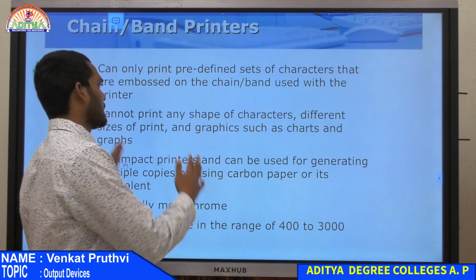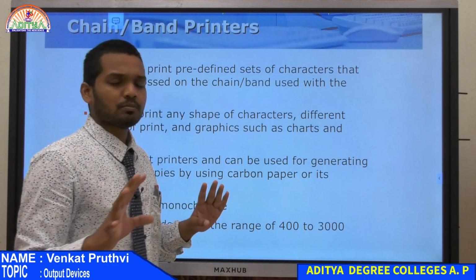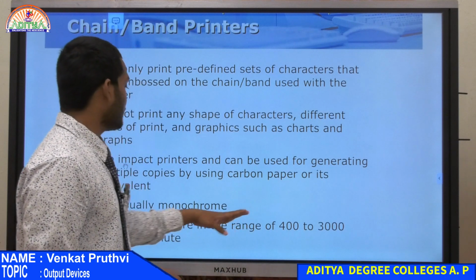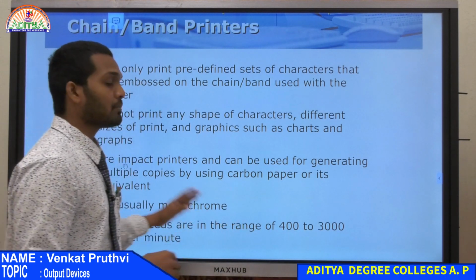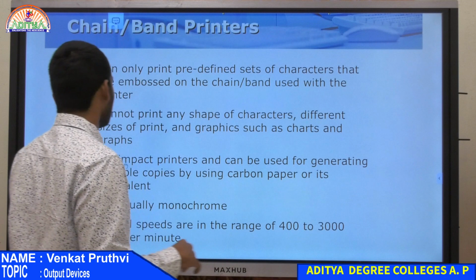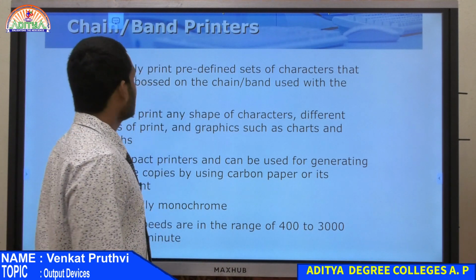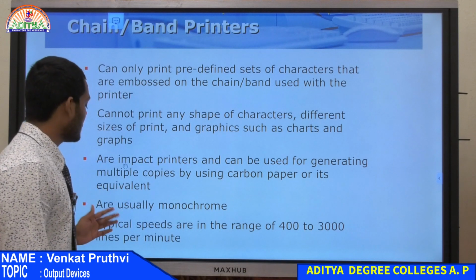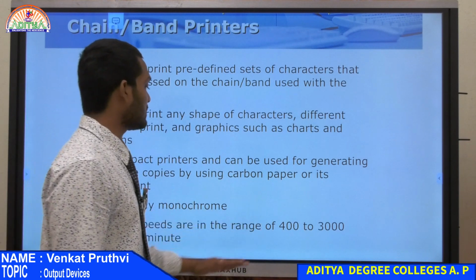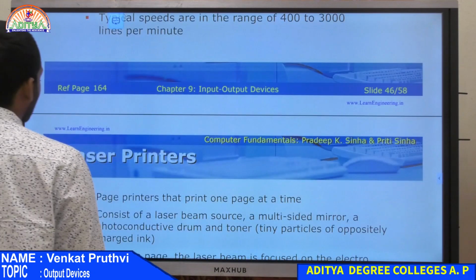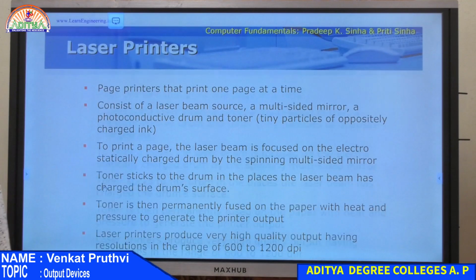Whenever you have these kinds of printers, they are usually monochrome, that is black and white, and typically speeds are in the range of 400 to 3000 lines per minute. This is somewhat better than the previous printer that we saw, that is the drum printer. This chain band printer is better because its typical speeds are in the range of 400 to 3000 lines per minute. Okay, and then we have laser printers.